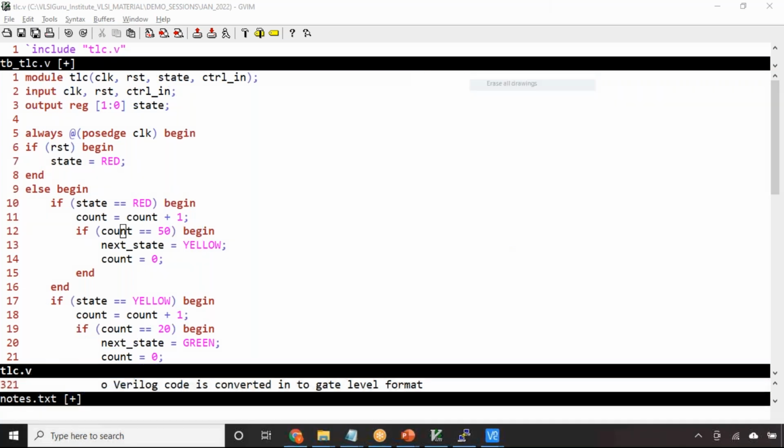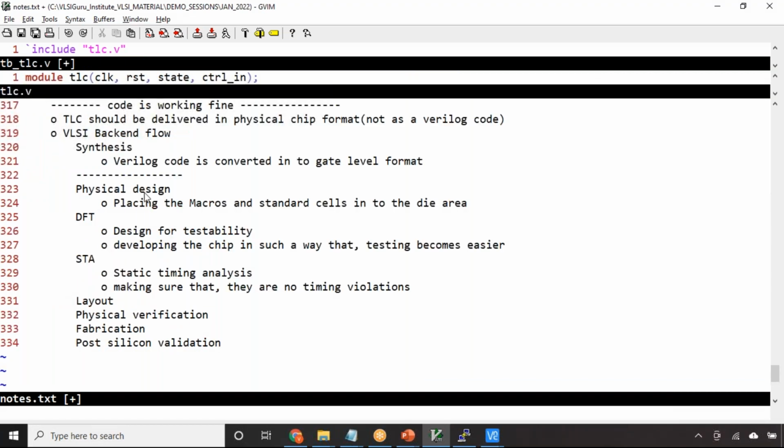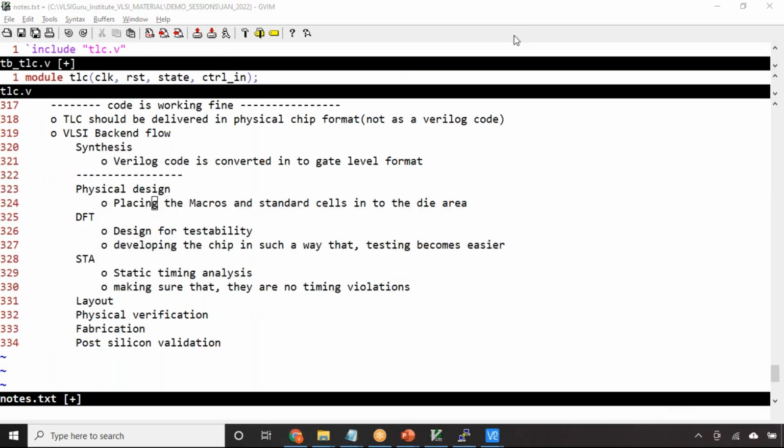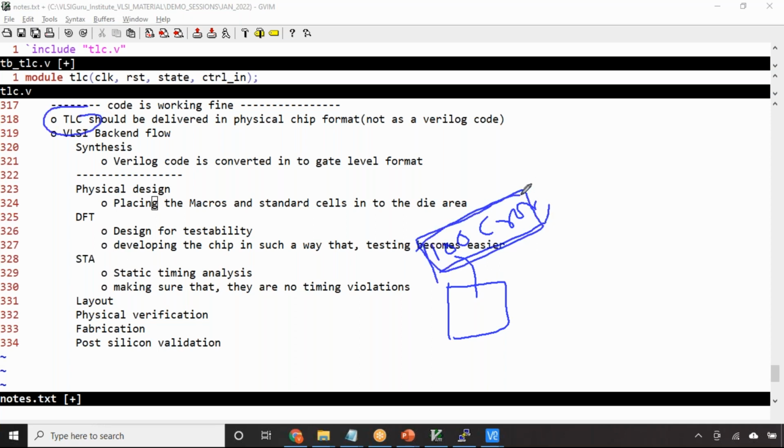Then everything that happens after is called the implementation flow, or also called the backend flow, which goes through various stages like physical design. What they try to do is fit 100 crore transistors into a small area like this. My traffic light controller won't be so complex, but in a mobile phone they try to place so many transistors in a small area. That is called physical design, where to place each block. That whole planning is why it's called physical design. They're designing the physical area, how to use the area.